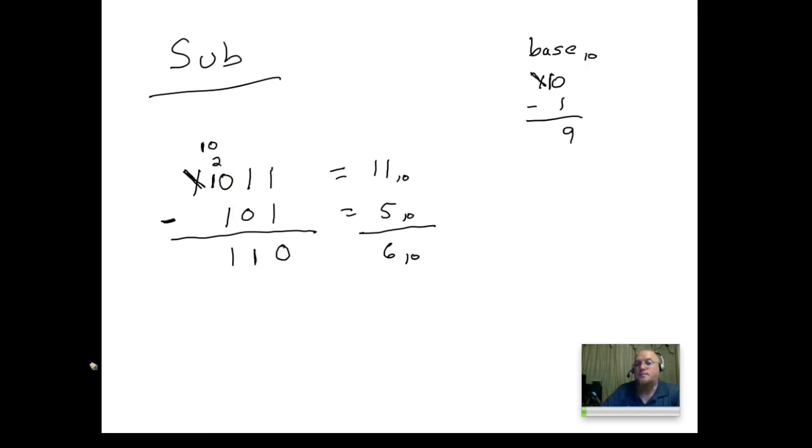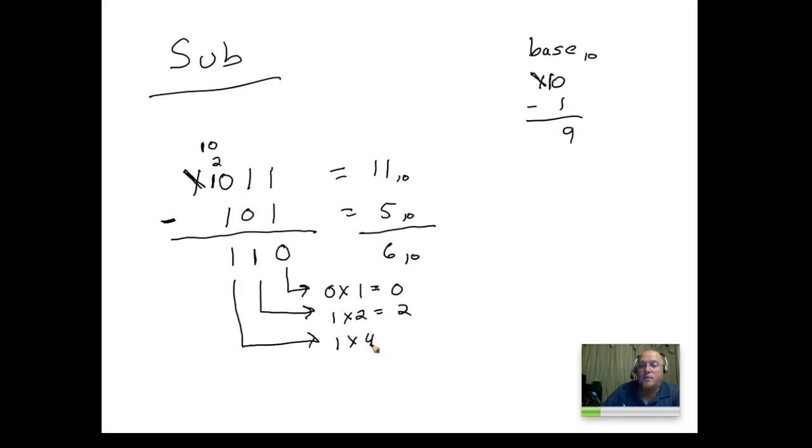Okay, and then if we were going to check our math, 0 times 1 equals 0. 1 times 2 equals 2. And 1 times 4 equals 4. And 4 plus 2 is 6.